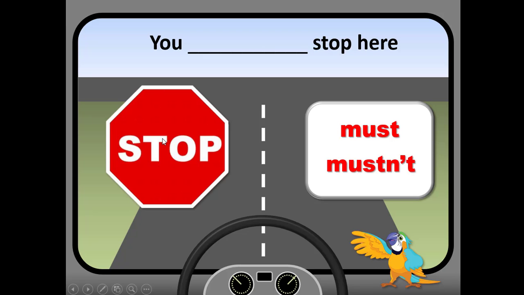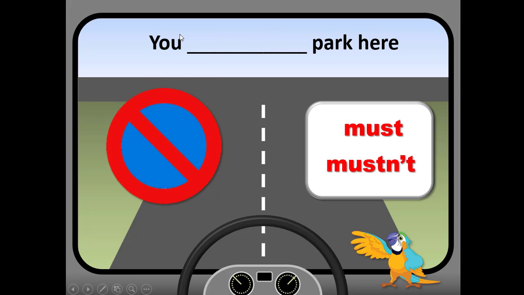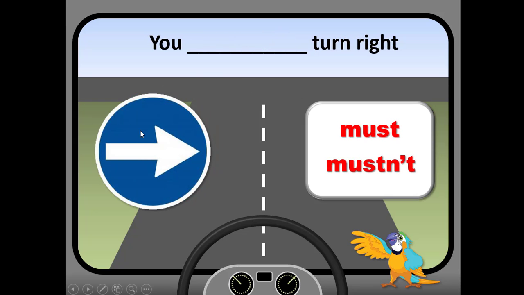Question 4. The sign is written stop. You dash stop here. Mustn't or must? Great. You must stop here. After that, you park here. You must park or you mustn't park? Excellent. You mustn't park here. After that, look at the sign. You dash turn right. You must or you mustn't? Of course, must. You must.